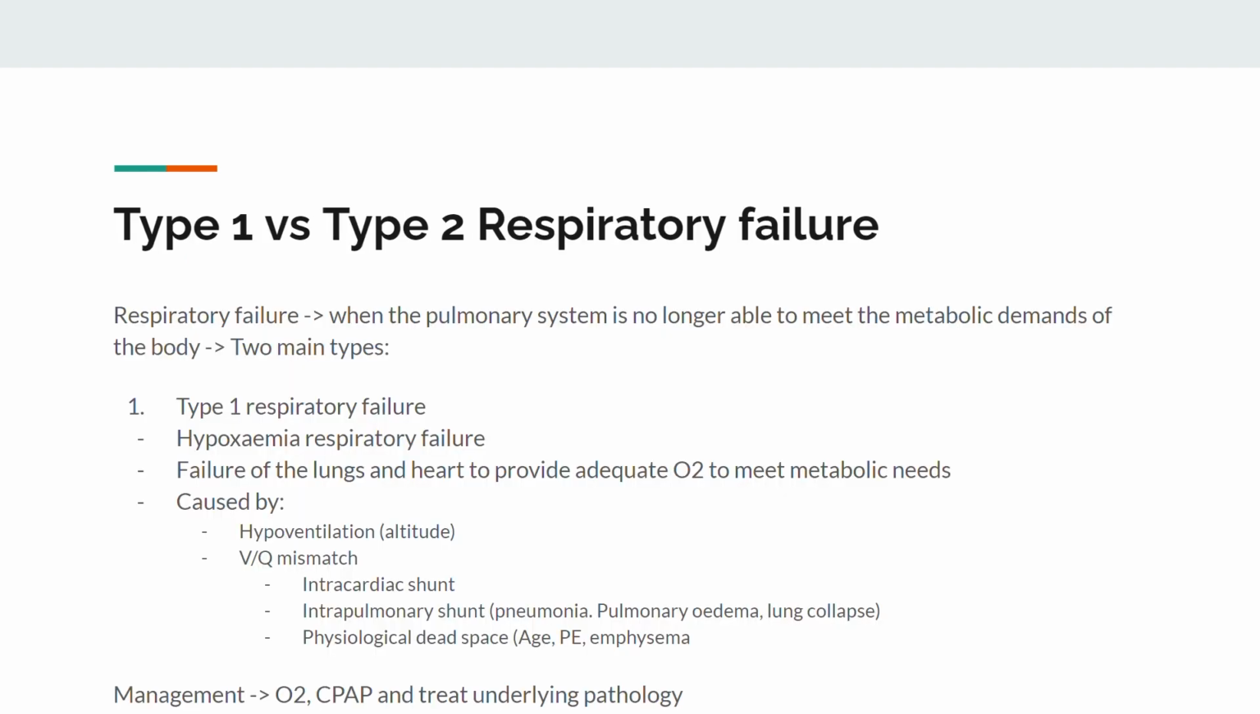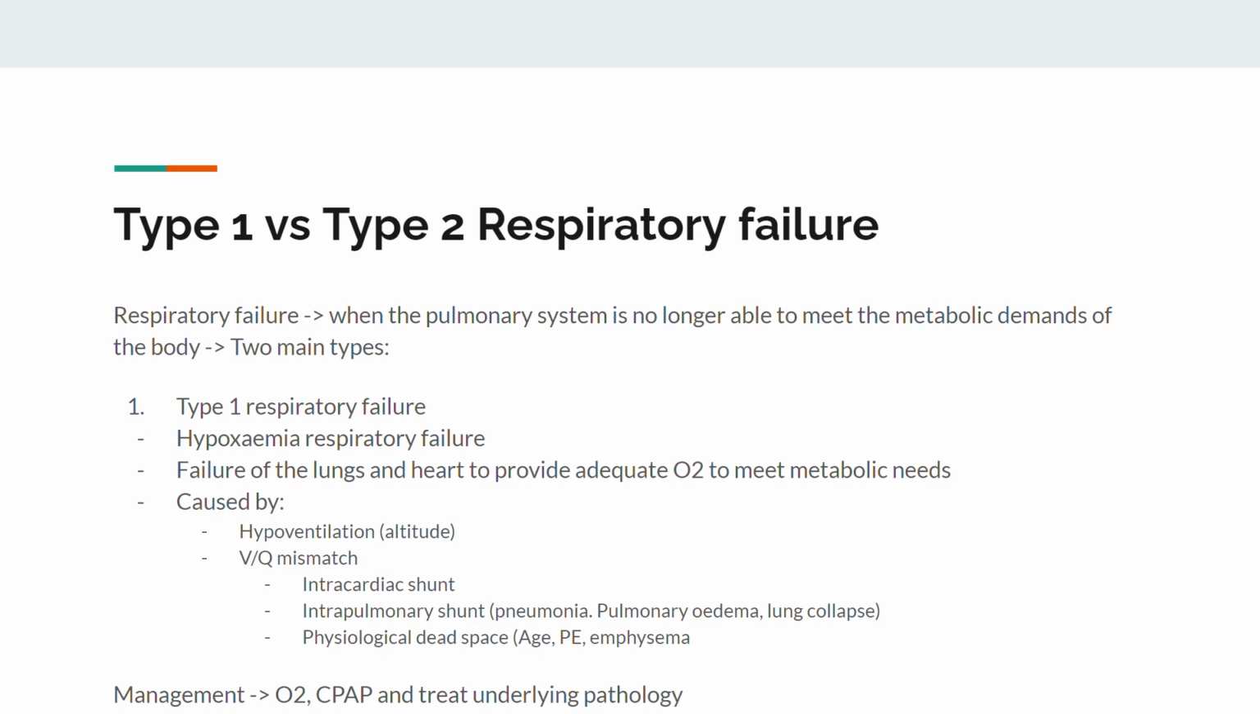Now, moving on from VQ mismatch, we're going to discuss type 1 versus type 2 respiratory failure, because this kind of does fit in with a VQ mismatch, and we'll talk about why in a second. Respiratory failure is when the pulmonary system is no longer able to meet the metabolic demands of the body, which makes sense, because the respiratory system is failing. There are two main types for you to know, and they each have various etiologies.